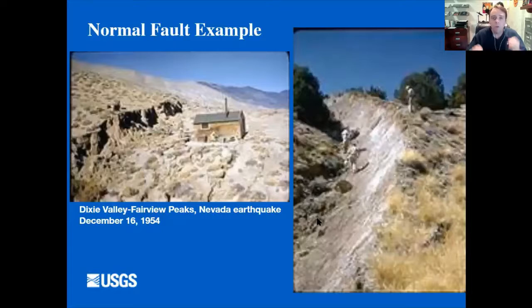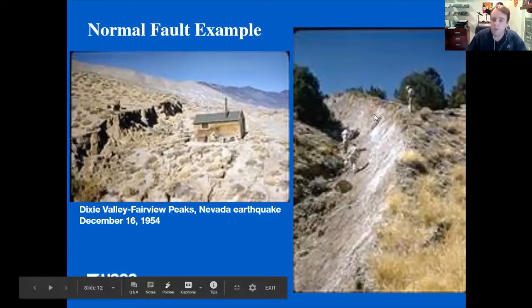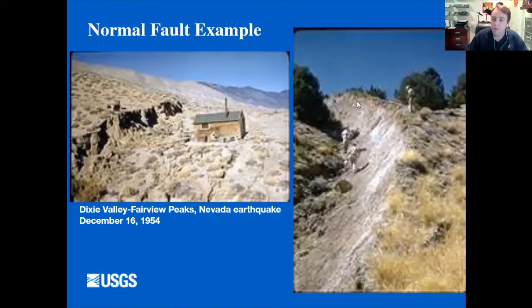A normal fault, caused by tensional stress, means that the hanging wall drops. And so on this picture on the right-hand side, you can see these people here. Sorry, it's not very clear. This person standing at the top, this side over here on the left actually dropped relative to this side on the right. And you can see this whole fault plane is actually viewable right there. So it just dropped down very quickly.